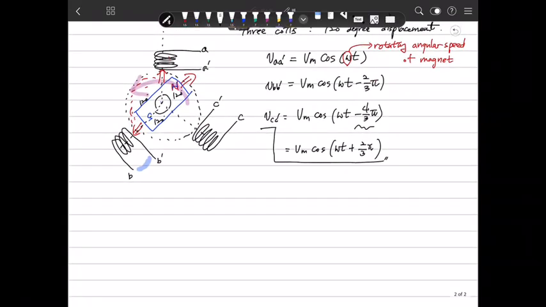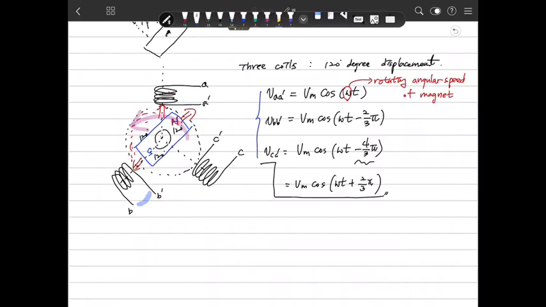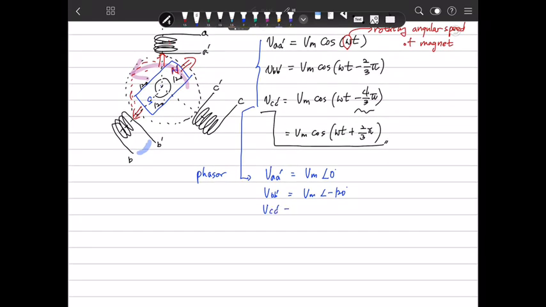So if we express this as a phasor, then VAA prime is Vm at 0 degrees, VB prime is Vm at minus 120, and VCC prime is Vm at plus 120 degrees. Because this is a balanced voltage.